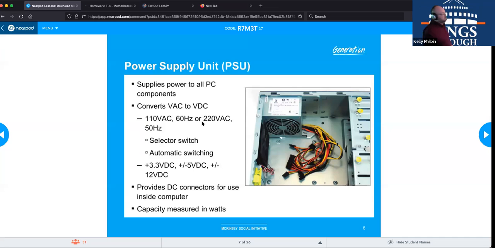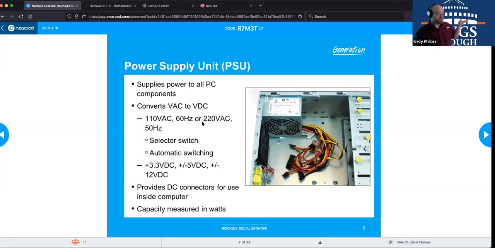Now, flip the script on that a little bit. If we bring a computer from Europe to the US and it's set at 220 and we plug it in, what happens? Probably won't turn on. Yeah, it may turn on. Yeah. It's not going to function properly, because it's not getting as much juice as it needs to function. So the selector switch on the back allows you to set for the region that you're in.